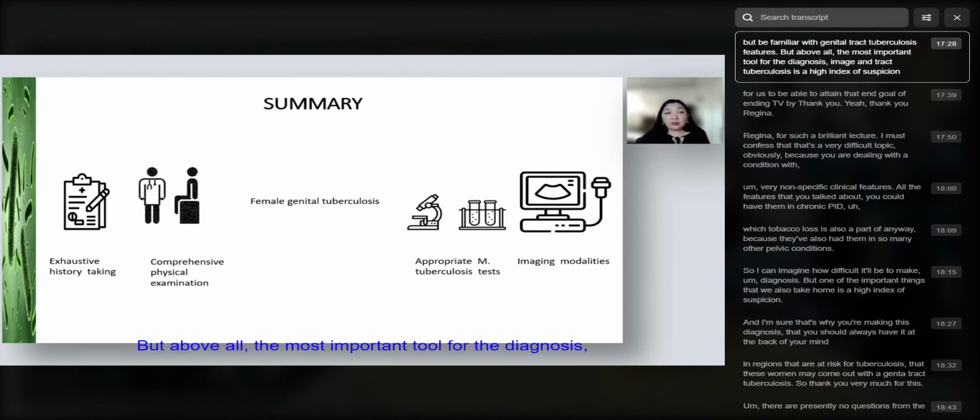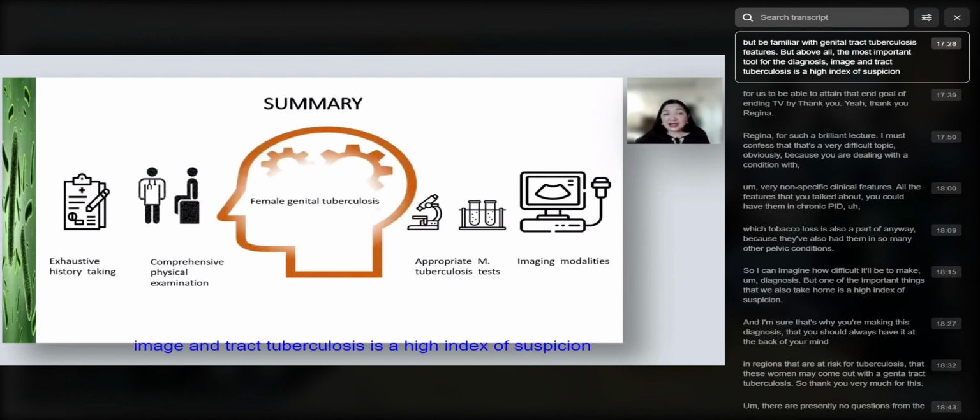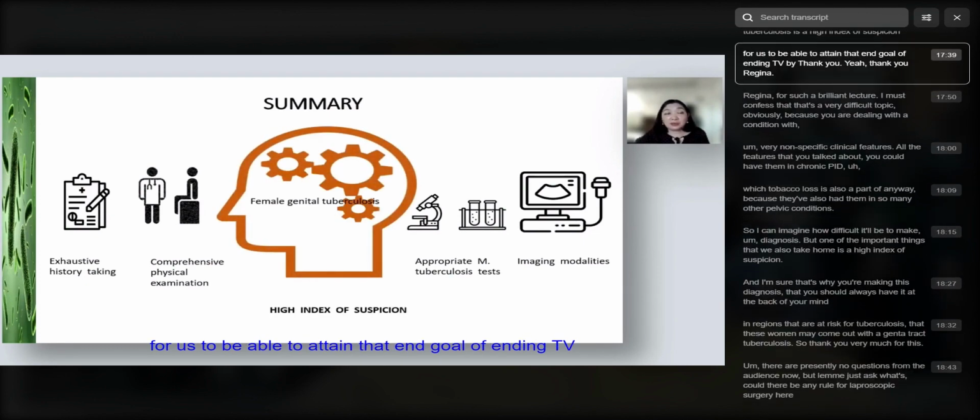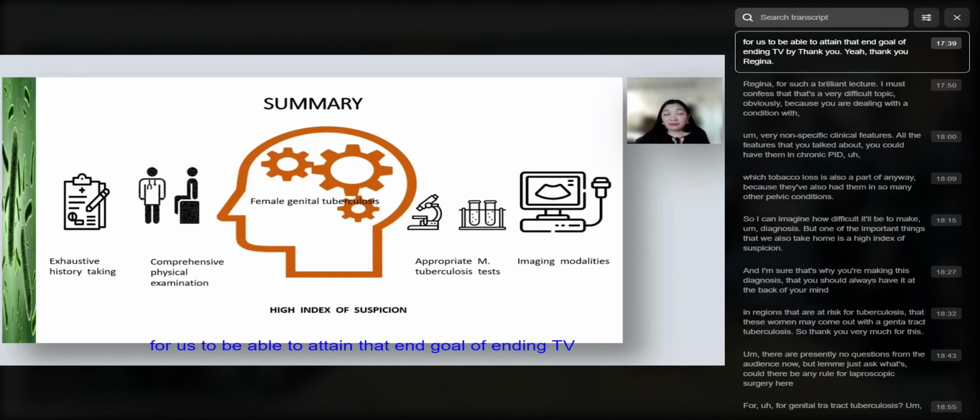But above all, the most important tool for the diagnosis of female genital tract tuberculosis is a high index of suspicion for us to be able to attain that UN goal of ending TB by 2030. Thank you.